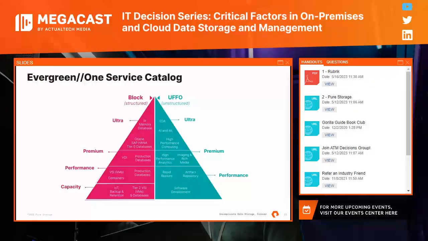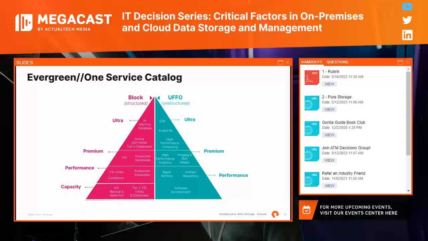Storage is, of course, not one size fits all, and Evergreen One is very accommodating. Depending upon your use case for the storage, we have many options available, whether it's block or unified fast file and object storage. If you need ultra-performance storage for those demanding mission-critical applications, or if you're just looking for a place to store your backups, each tier comes with SLAs tuned to meet the needs of those workloads with flexible pricing to match.